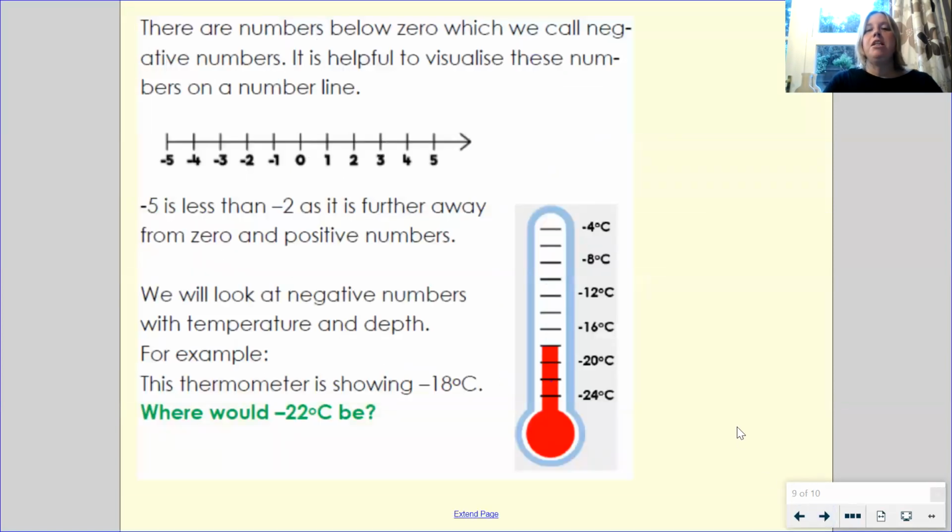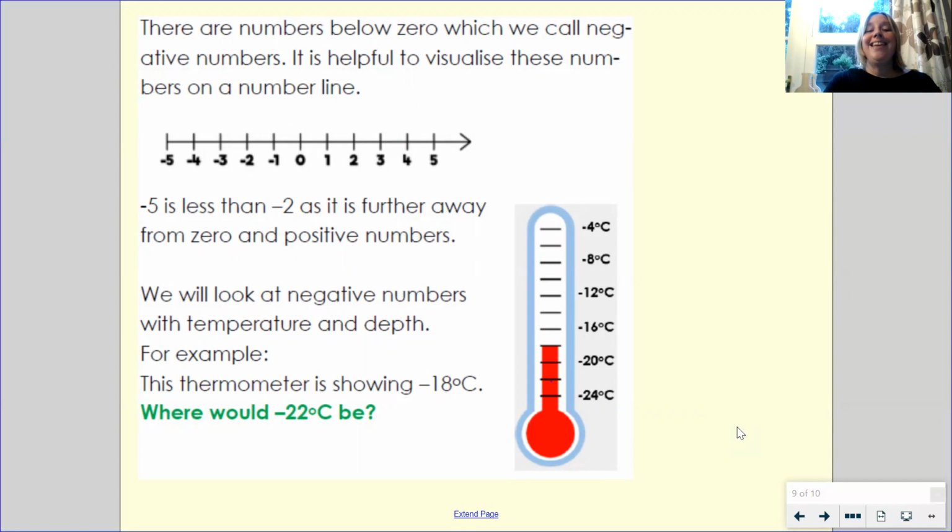There are numbers below 0, which we call negative numbers. It's helpful to visualise these numbers on a number line. Here we can see on a number line that there are numbers that come before 0. These are our negative numbers. We can see that there are numbers that come after 0. These are our positive numbers. -5 is less than -2, as it is further away from 0 and the positive numbers.